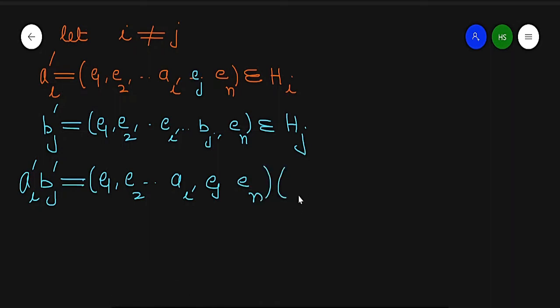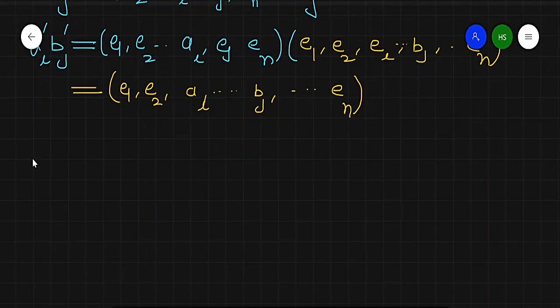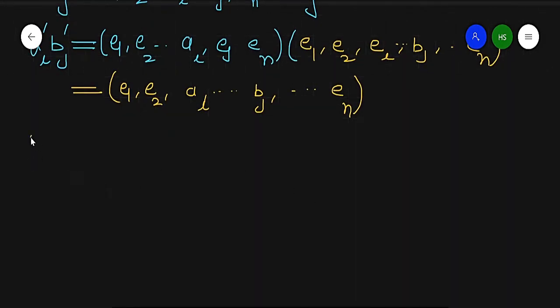Similarly, the second number, which is (e1, e2, ..., ei, ..., bj, ..., en). So what do we get? We get this product: e1, e2, then ai, and so on; here it will be bj and so on up to en. And similarly, now bj dash and ai dash. So what is bj dash ai dash?